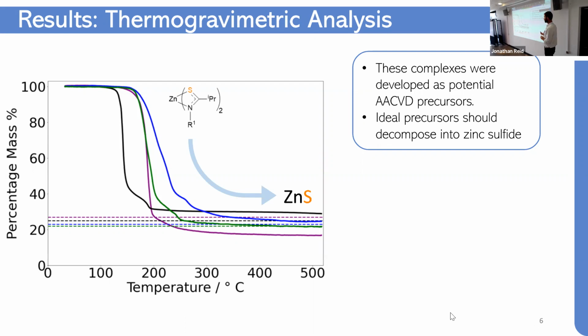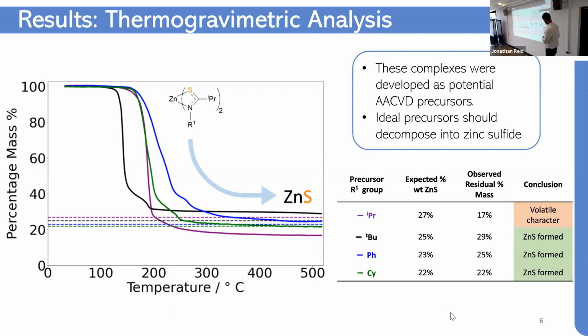In general, they all worked out pretty well. The only one that was noteworthy was this purple line, which I think we can see actually falls below the target line that I'm aiming for, which is better summarized in this table. So the observed residual mass was below that of the expected mass, which showed that there was some sort of volatile character. It's not the end of the world, but it wasn't quite ideal for me. However, in the other 3 cases, I had a reasonable agreement between the expected and the observed, which indicated the formation of zinc sulfide.